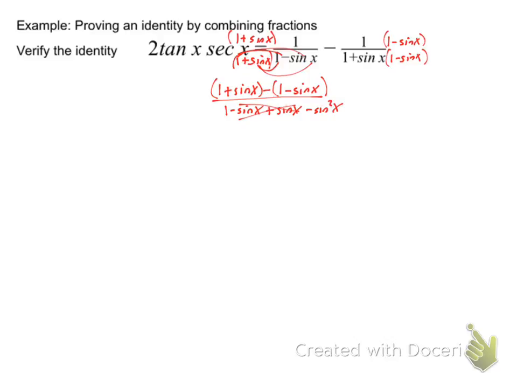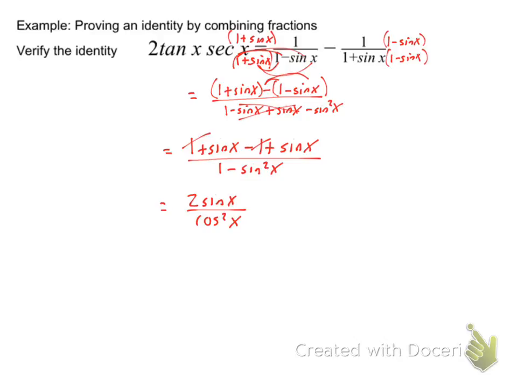I'm going to distribute that negative up top too. Is that okay? So I get 1 plus sine of x minus 1 plus sine of x all over 1 minus sine squared x. This equals the 2 tangent x secant x. Wait, what happens to the 1's? And that's sine of x plus sine of x, which is 2 sine of x, over cosine squared x, because of that same Pythagorean identity.